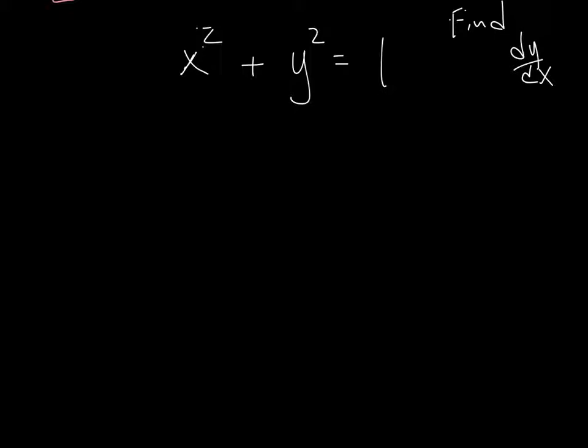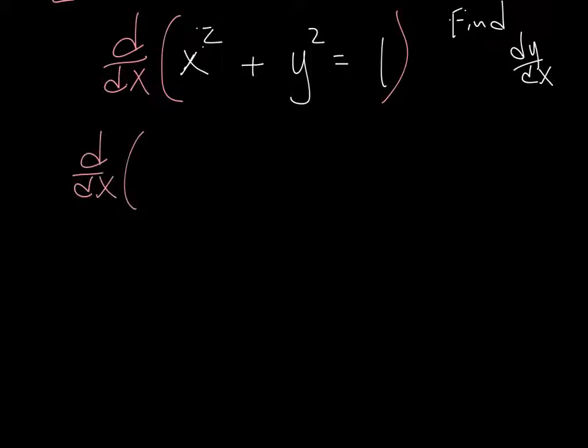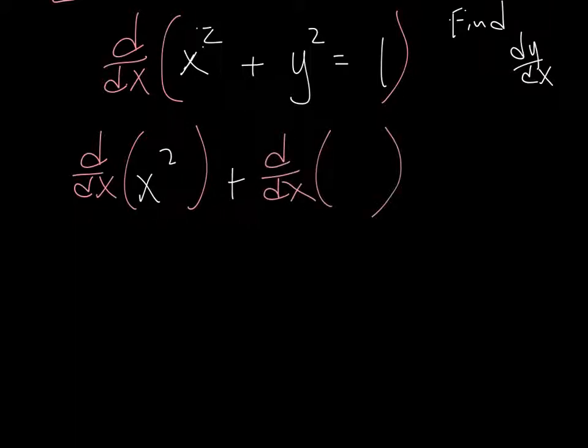This is an equation for a circle. So what I would want to do is take my derivative with respect to x of this equation. Here's what I get: I'm going to take d/dx of x squared, and then I'm going to take the derivative with respect to x of y squared, and then the derivative with respect to x of 1.